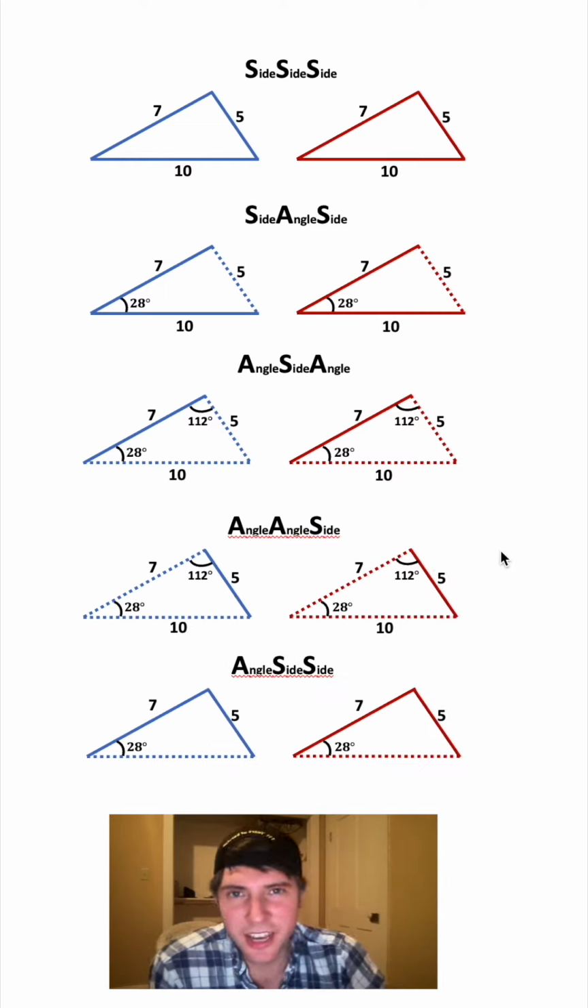Now, angle, side, side is the last scenario. These are the ASS triangles. If we look at this angle, it is on the outside of these two words side. So this angle is on the outside of the actual sides.